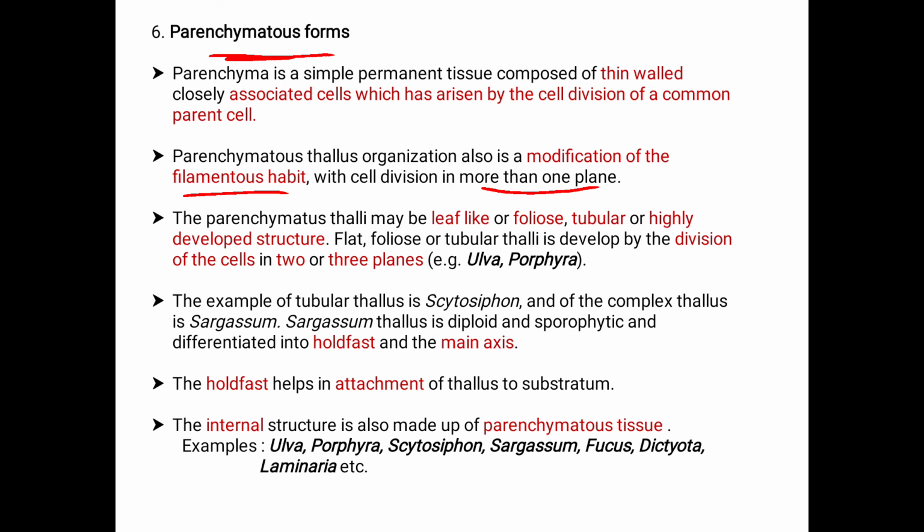The parenchymatous thalli may be leaf-like or foliose, tubular or highly developed structure. Flat foliose or tubular thalli are developed by the division of the cells in 2 or 3 planes. Examples are Ulva and Porphyra. Next, the example of tubular thallus is Scytosiphon, and of the complex thallus is Sargassum.